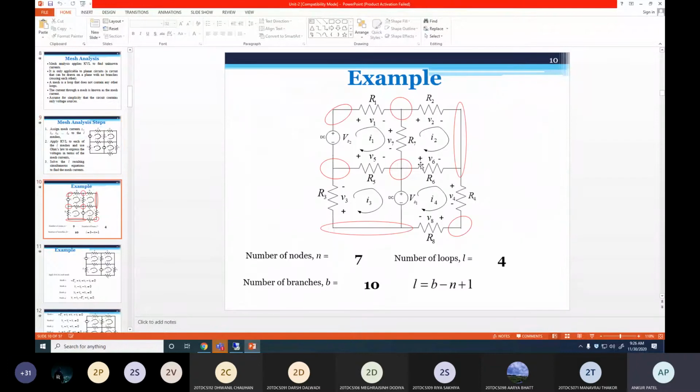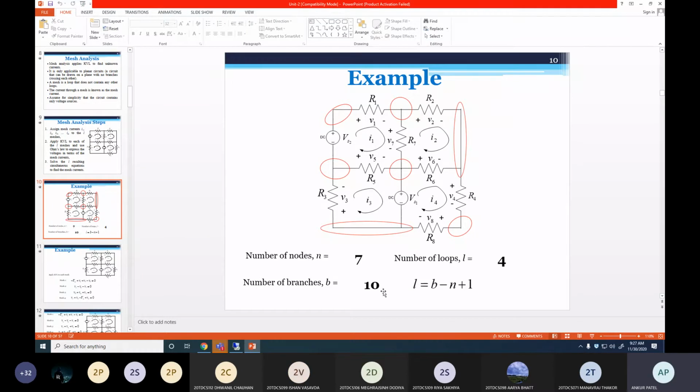Now I am showing you how many nodes, branches and loops are available. There is one relation for loops: L is equal to B minus N plus 1. The number of nodes is given by these red circles: 1, 2, 3, 4, 5, 6, and 7. A node is a point where two elements are connected together. Elements will be a current source, voltage source, then R, L, C.